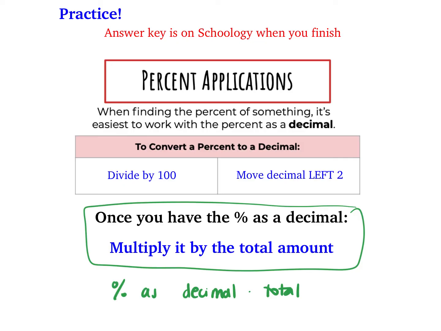After you finish this, the answer key is on Schoology, so please check yourself before class on Thursday.